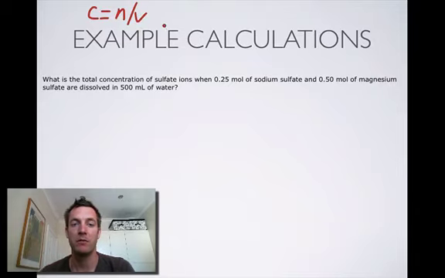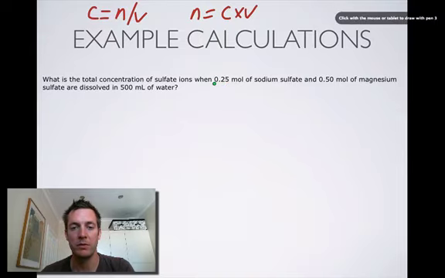Some of you might have already thought of the fact that you can rearrange this as well to find the number of moles, so N equals C times V. That's not that important in this problem, but anyway, it comes up in the next one. So let's have a look at what we've got here. We've got 0.25 moles of sodium sulfate. We've got 0.5 moles of magnesium sulfate.